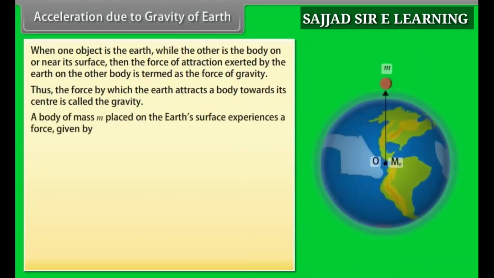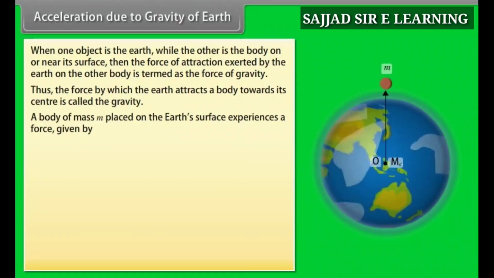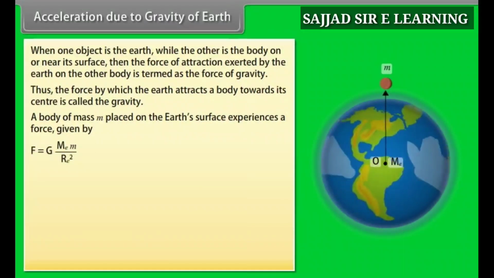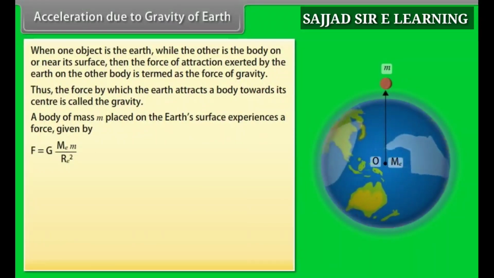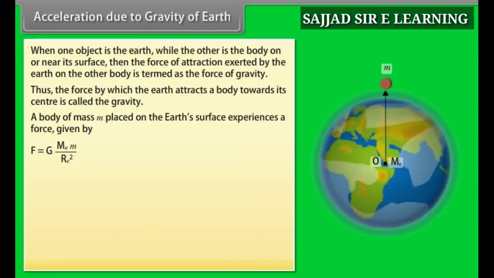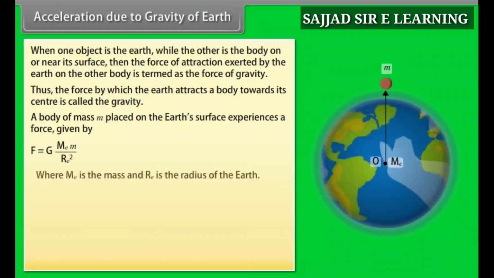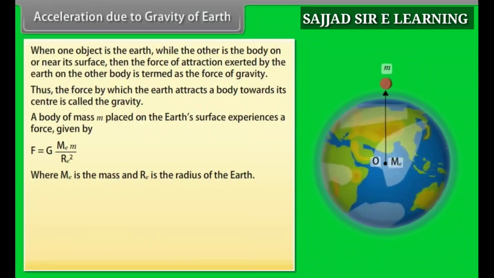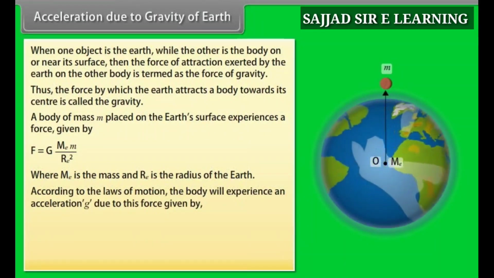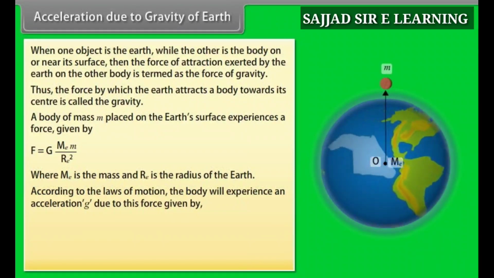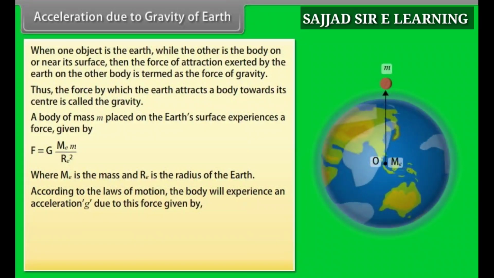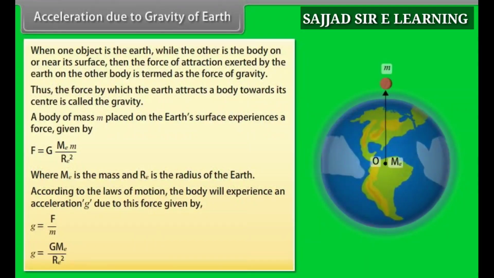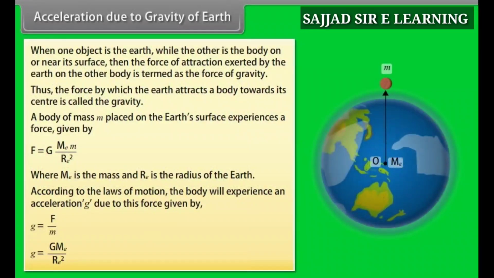A body of mass m placed on the Earth's surface experiences a force given by F is equal to G into Me m upon Re square, where M is the mass and Re is the radius of the Earth. According to the laws of motion, the body will experience an acceleration g due to this force given by g is equal to G into Me divided by Re square.